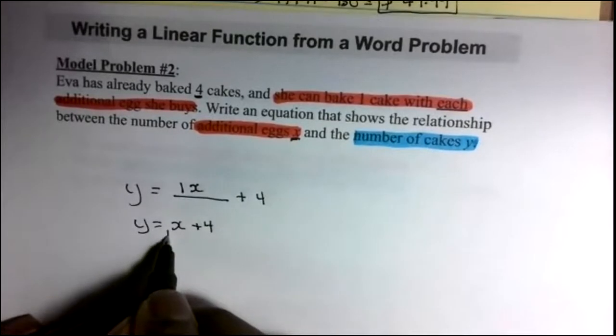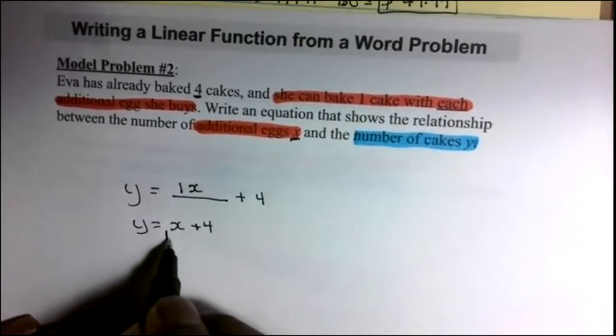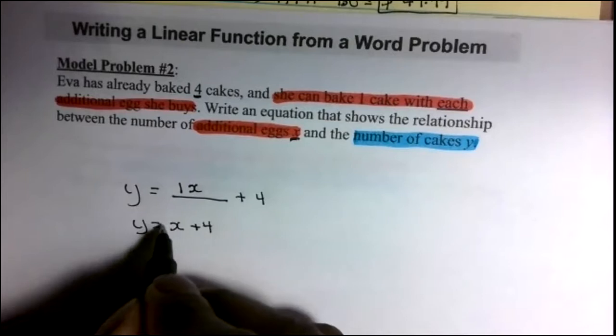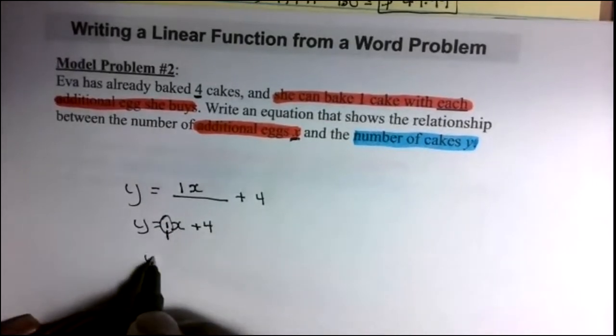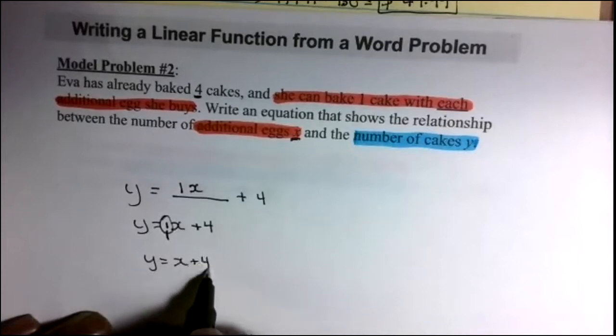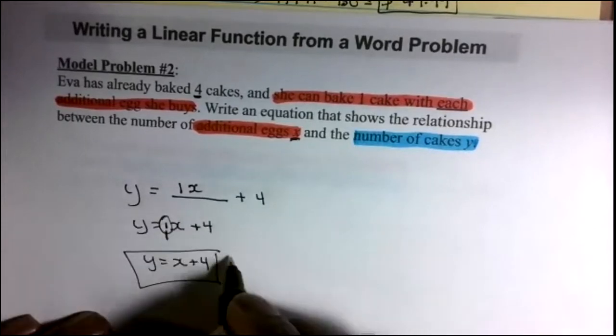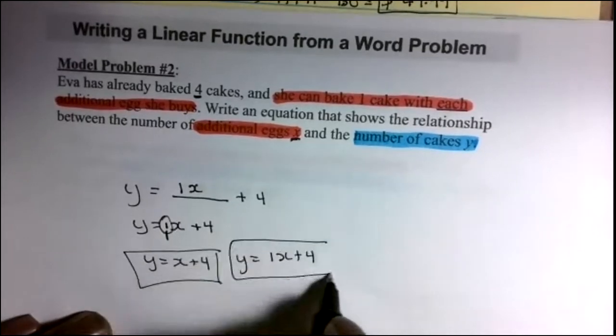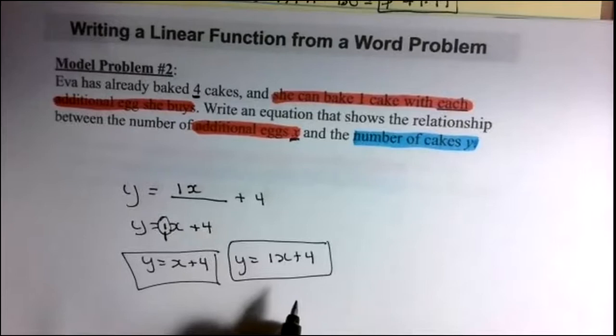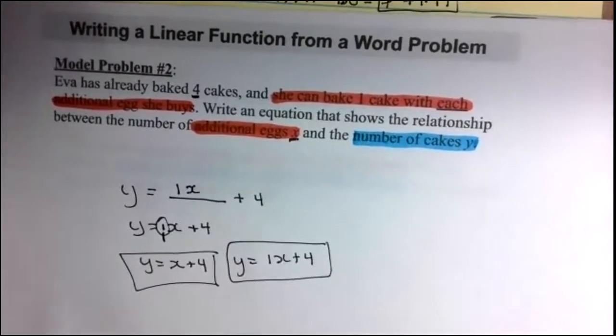Do remember that there's an imaginary 1 here, so I could have just written my equation as y = x + 4, but I wrote it as y = 1x + 4. That way I can be consistent. Let's look at example 3.